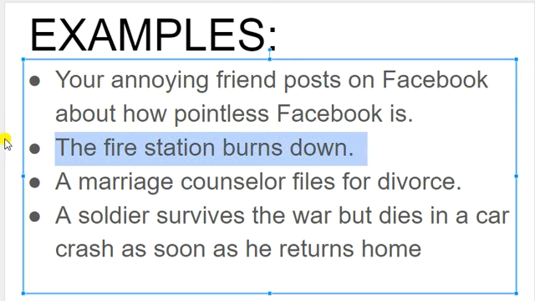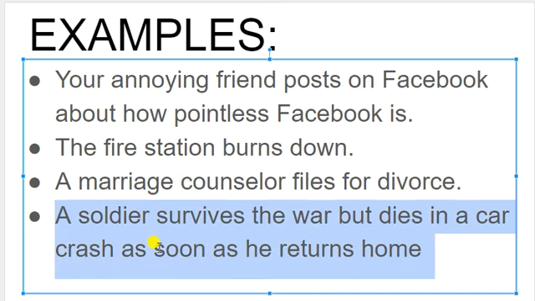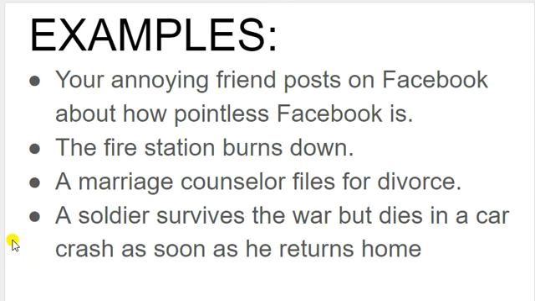A fire station burns down. Ouch! You would not expect that because they're supposed to put out fires. A marriage counselor files for divorce, okay, which you would expect that a marriage counselor could mend their own marriage, and yet they're filing for divorce. The last one, a soldier survives the war, fights in a dangerous war, but dies in a car crash as soon as he returns home. Oh man. So a lot of these kind of make you flinch, okay? Irony is cruel. In fact, cruel irony is a phrase that you hear pretty often.